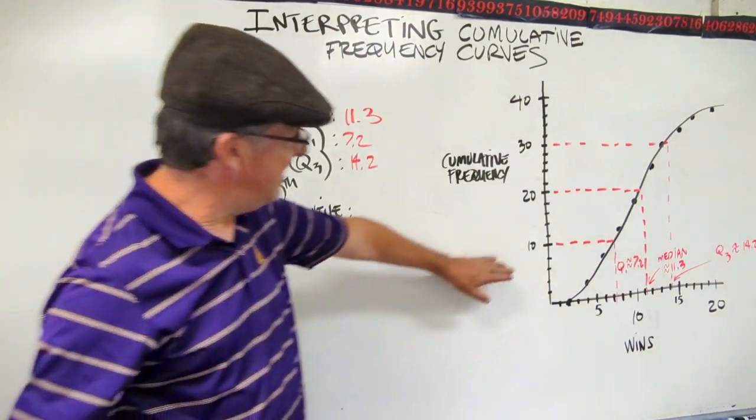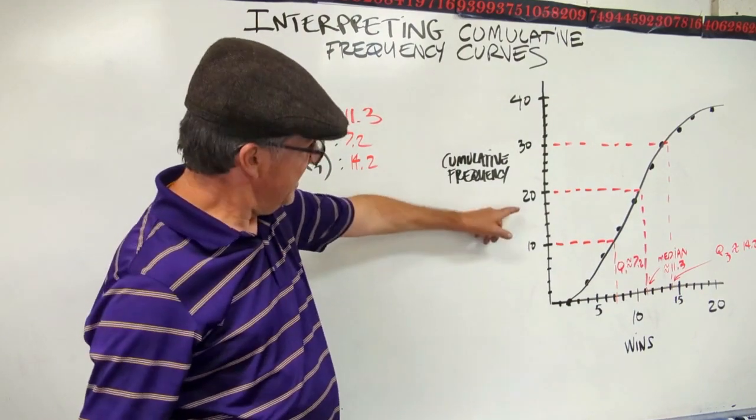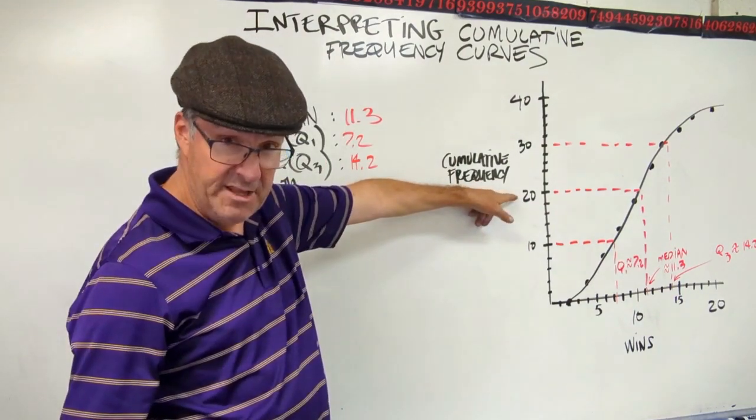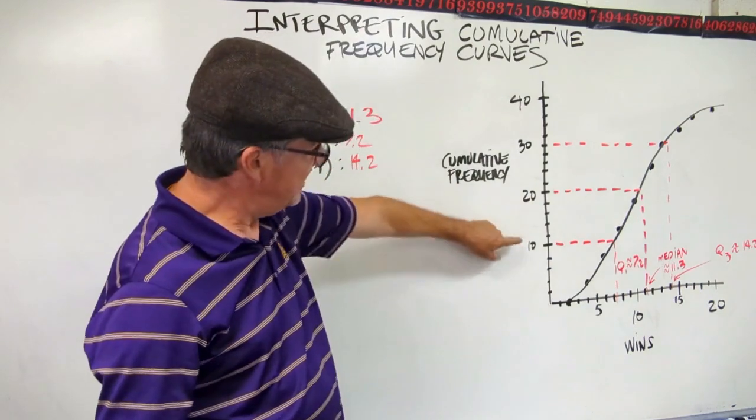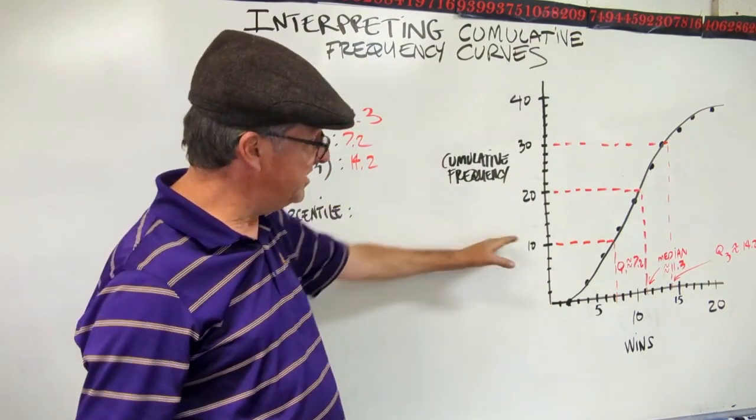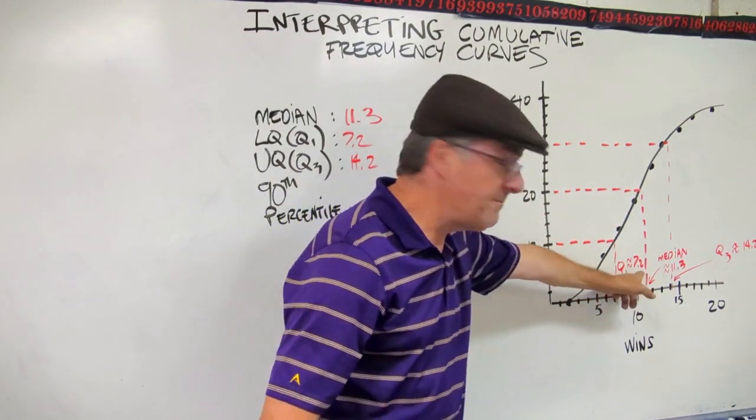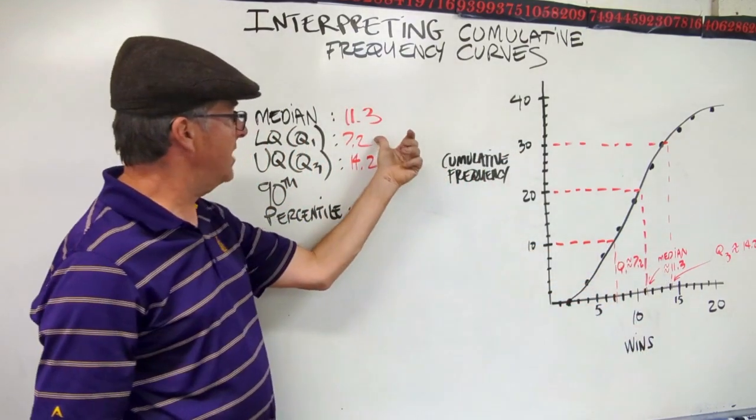Okay, I traced my lines. My lower quartile comes halfway between the median and the 0. So that's at 10 for my cumulative frequency. I zip across, come down. On my graph, I get about 7.2 is what I put there.